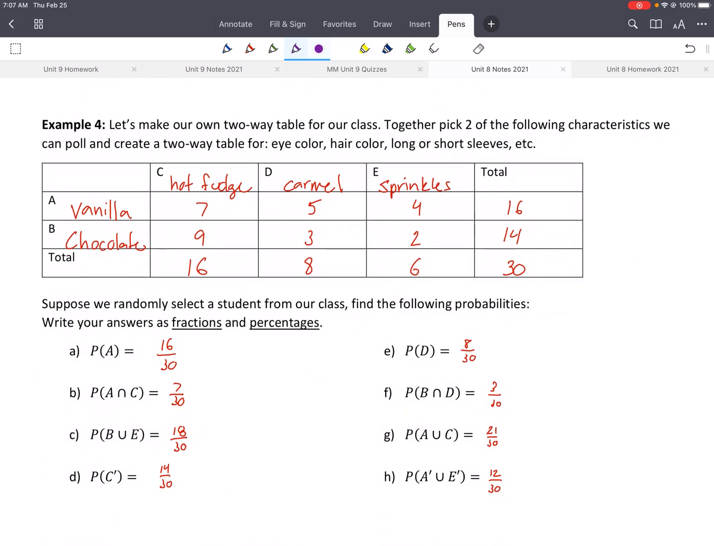All right, so this is what you come up with. If you want to double check and make sure you're getting it, if you have any questions, let me know.